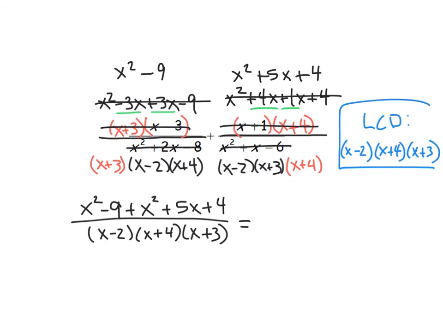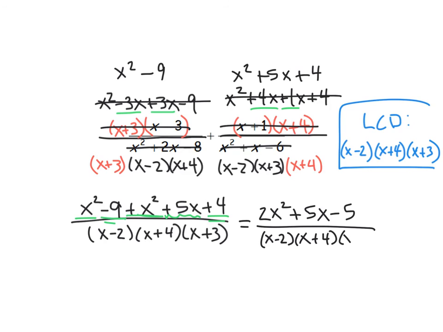All right, now we're going to combine like terms. We have an x squared and an x squared. They're both positive, so we have 2x squared. Notice we do not have x to the 4th power. We are adding 1x squared plus 1x squared, not multiplying x squared times x squared. We've got this positive 5x right here, so plus 5x. And then we've got a negative 9 and a positive 4, which is minus 5. Again, in the denominator, we have x minus 2, x plus 4, x plus 3.